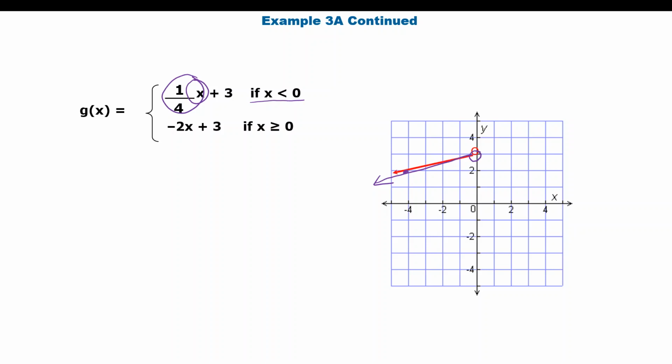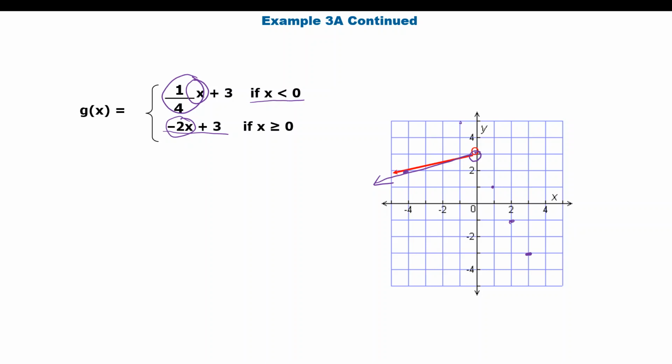All right, now my second one, I'm going to do the same thing. Go ahead and graph. It says when x is greater than or equal to 0. So I know I'm going to fill in my hole here. When x is 0, y is positive 3 again. This time I'm going to go down 2 over 1, down 2 over 1, down 2 over 1. Okay, so here's my new line.